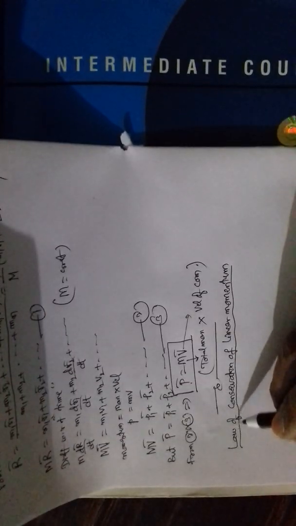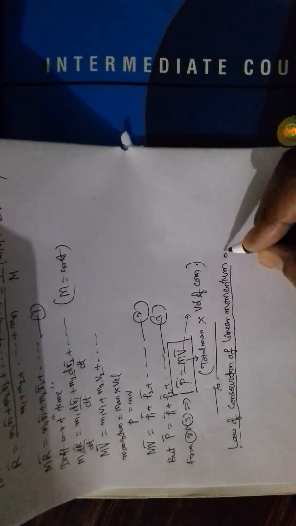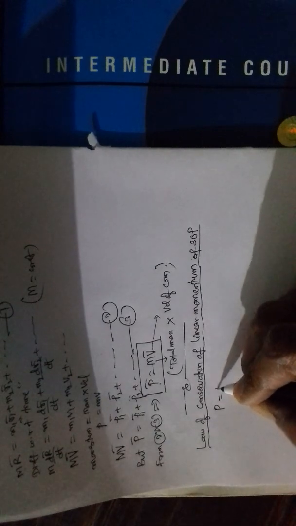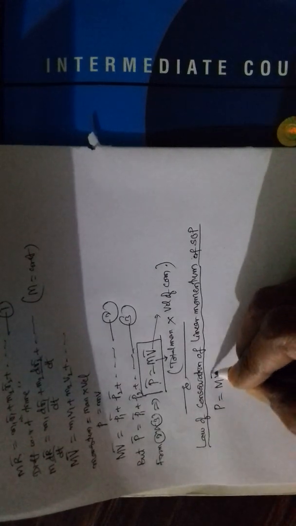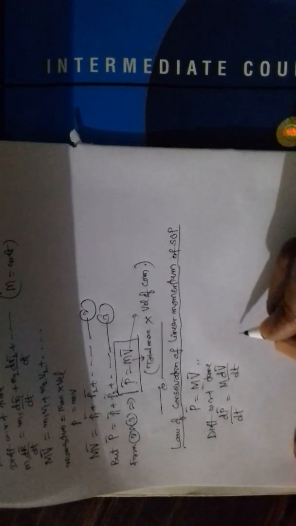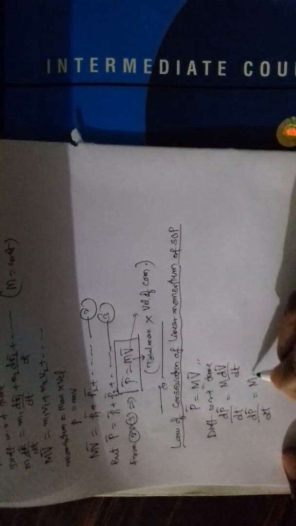Now let us consider law of conservation of linear momentum of a system of particles. See, here we have momentum of a system of particles is nothing but product of total mass and velocity of center of mass. Differentiating with respect to time, dP by dt is equal to M dv by dt. Rate of change of velocity is nothing but acceleration of center of mass.